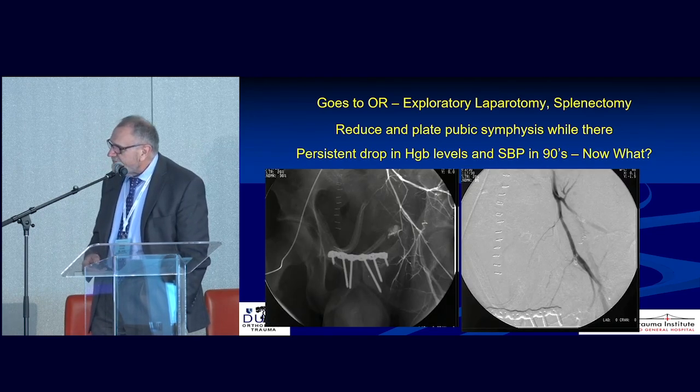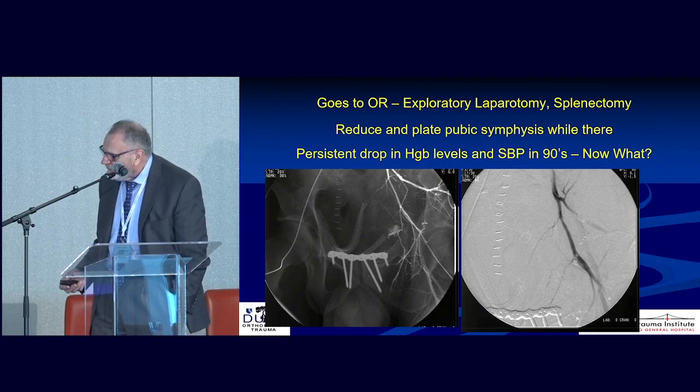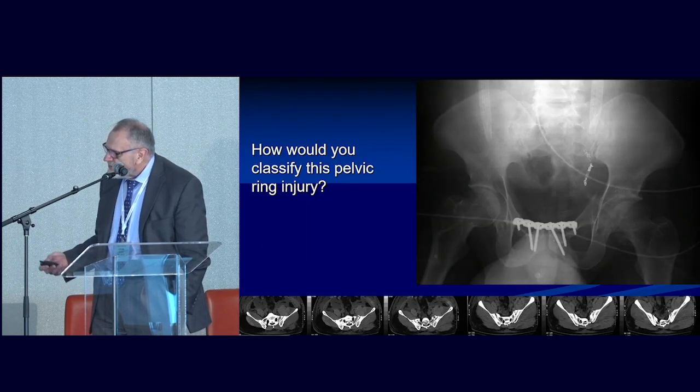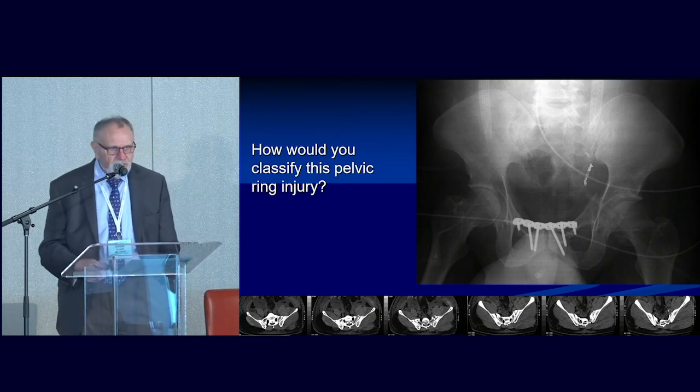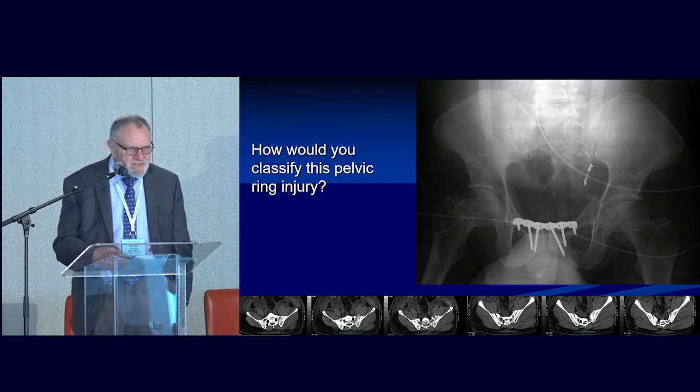So he comes, and here he is. He's got a persistent drop in hemoglobin levels, although his pressure's okay. And so we ended up going to angiography, and he had a little blush down here that people treated and seemed to help. So my question really is this: here's our CT post-fixation down below, and there's our plate. So how do you classify this ring? What would you call this one? It's like an anterior-posterior compression, but what stage is it?